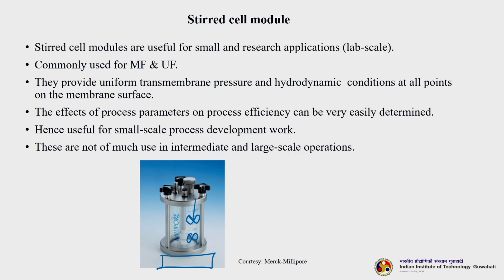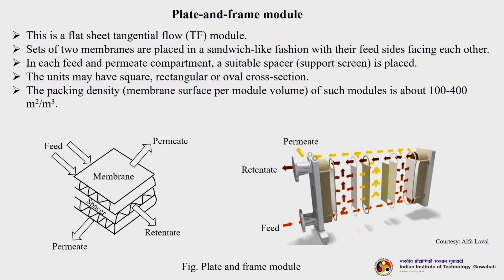Continuously permeate is being drawn out, however the retentate and the feed remain inside and above the surface of the membrane, and the effects of process parameters on process efficiency can be very easily determined, hence it is useful for small scale process development work. These are not of much use in intermediate and large scale. The basic use is that, let us say you design a membrane and you fabricate it. Then you have to test the membrane, and finding out its performance at lab scale is what it is actually used for.